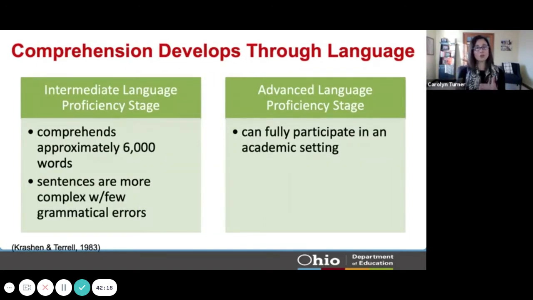Right? And so then we ultimately get into this advanced language proficiency stage where they can fully participate in the academic setting. And that's what we want of all of our learners, right? We want all of our learners to be able to fully participate, whether it's a student in general education, a student who has been identified with a learning disability, or our English language learners. We want everyone to be able to fully participate in that setting by having the level of language necessary to comprehend text.